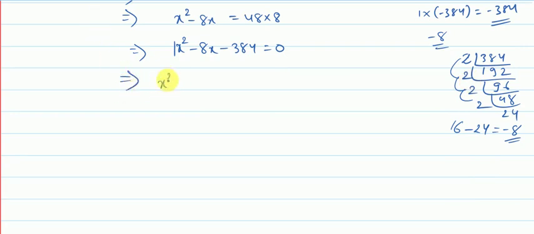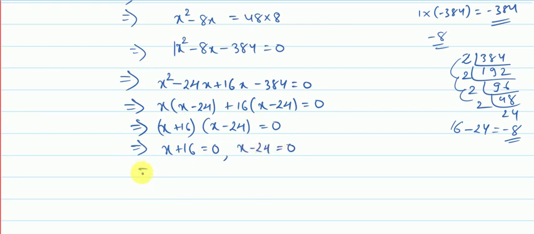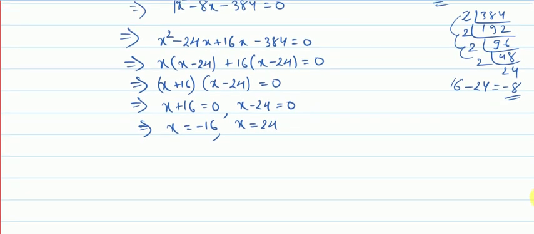So we are getting X square minus 24X plus 16X minus 384 is equal to 0. Taking X common, you get X minus 24 plus 16, X minus 24 is equal to 0. So X plus 16 times X minus 24 is equal to 0. So X plus 16 is 0 and X minus 24 is 0. X equals minus 16 and X is equal to 24. Now here X was the number of students who had planned to go for the picnic. The number of students cannot be negative, so this is the answer.